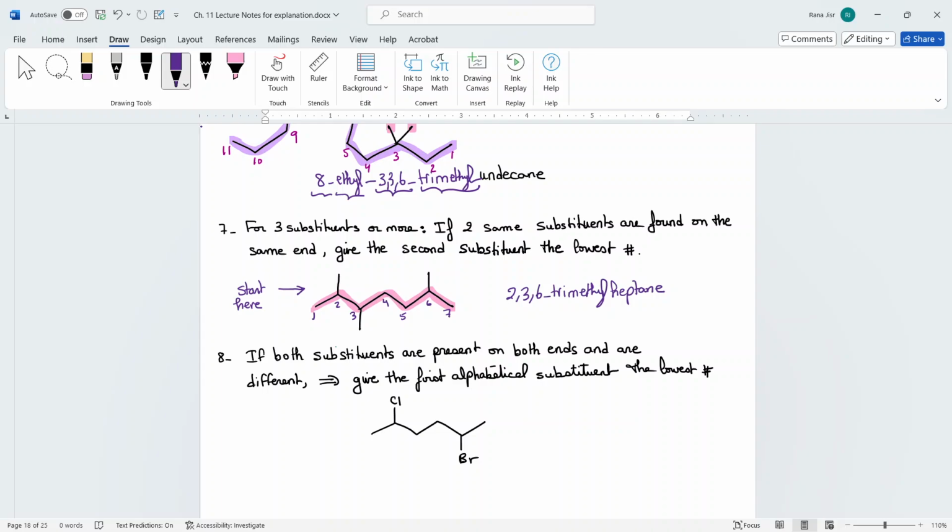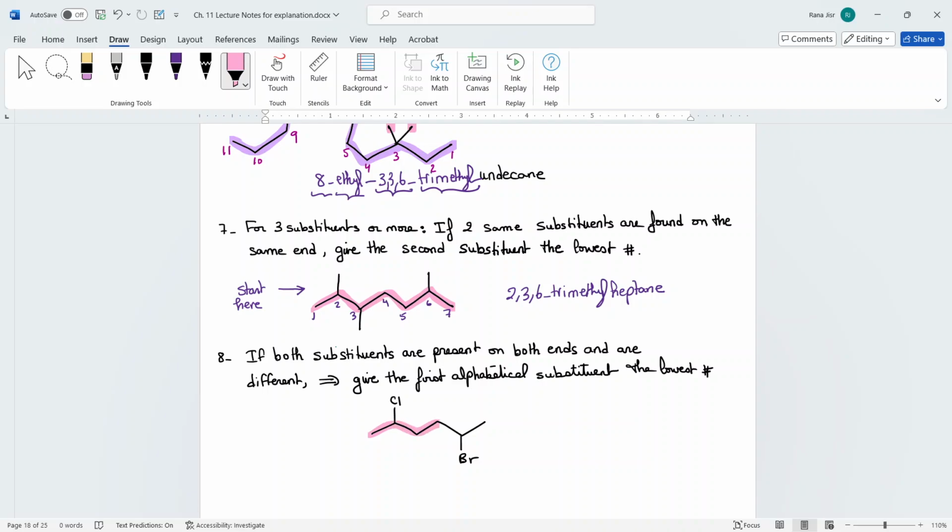Now if substituents are present on both ends, and those substituents are different. See, those substituents here were the same, so I skipped them and went to the second substituent and gave it the lowest number. But these two are different. What do I need to do? I need to go by alphabetical order. So the first alphabetical substituent is the one that is going to get the lowest number possible.